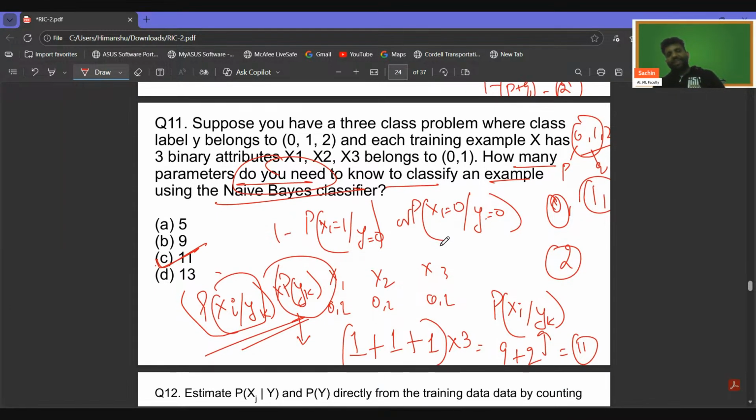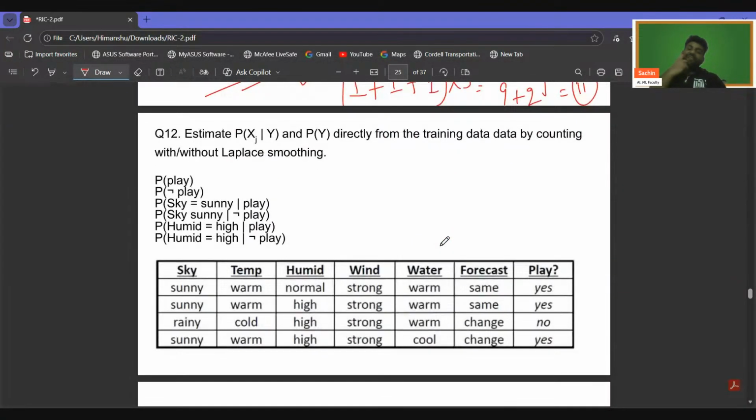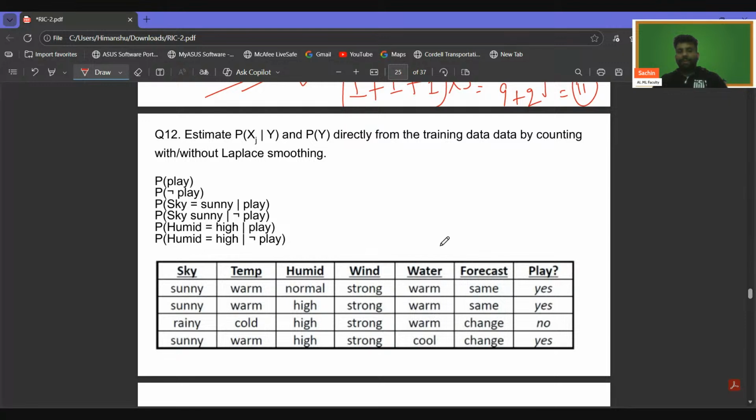Very interesting, very important problem. Now here we have again an important problem, because you need to understand how smoothing works. We have a data set over here. You need to tell me all of these probability values with and without smoothing.